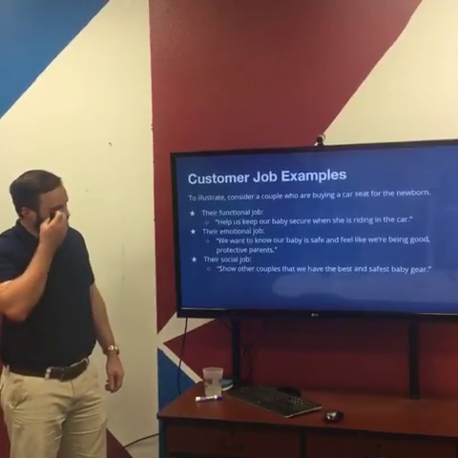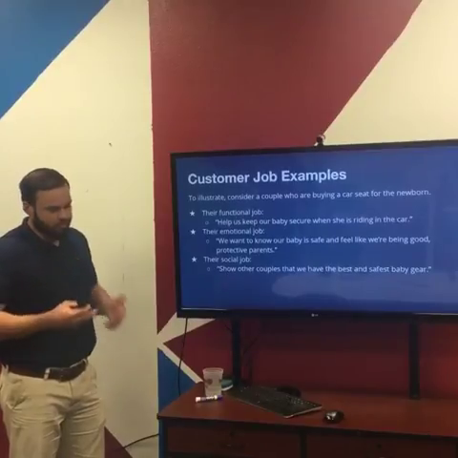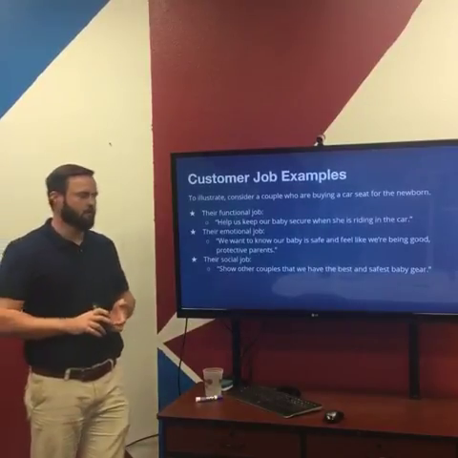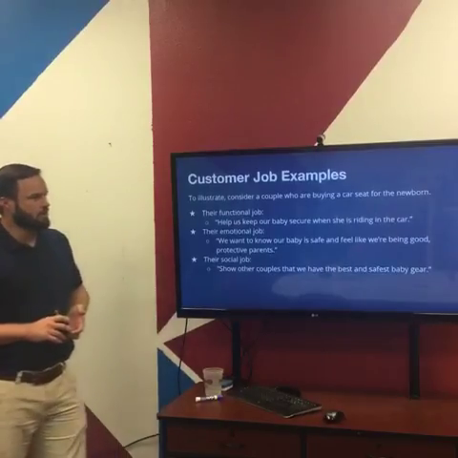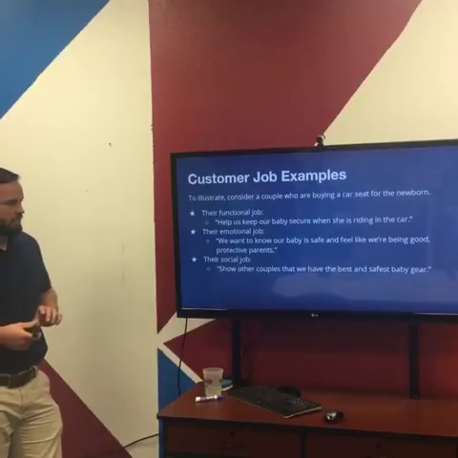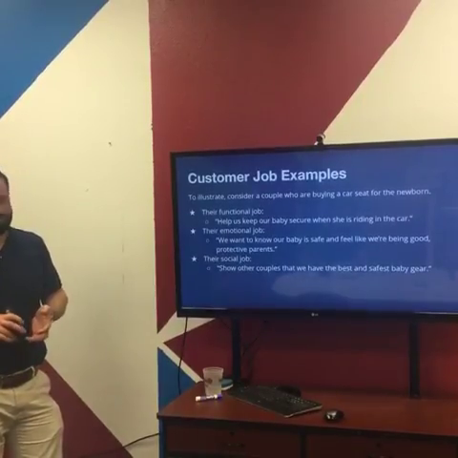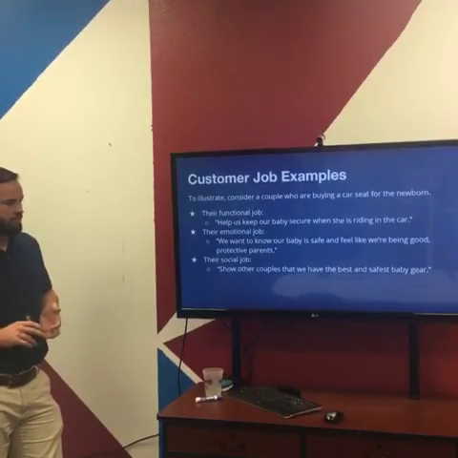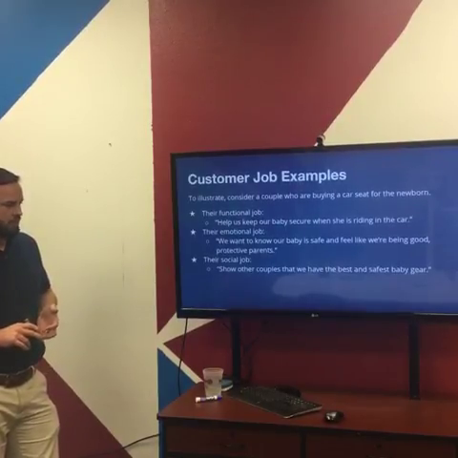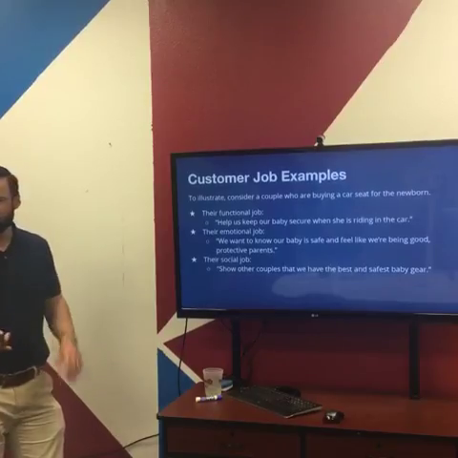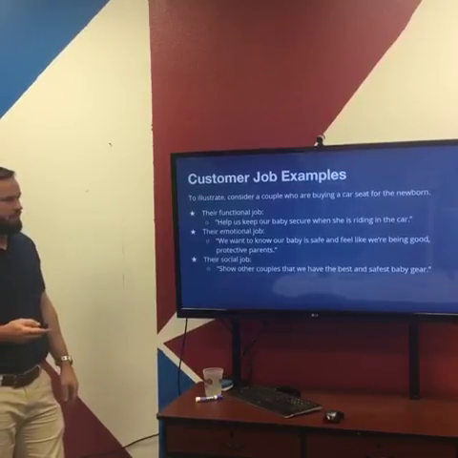Some examples. Your product can address multiple jobs, and sometimes that's important for making it compelling to customers. So let's say a couple's buying a car seat for a newborn. The functional job is help us keep our baby secure while she's riding in the car. The emotional job, want to know our baby's safe and feel like we're being good protective parents. Then the social job might be want to show other couples you've got the best and safest baby gear. So you use a lot of angles there.